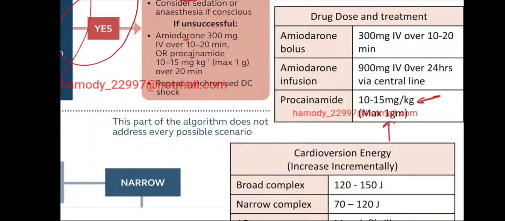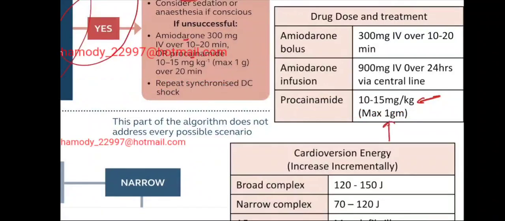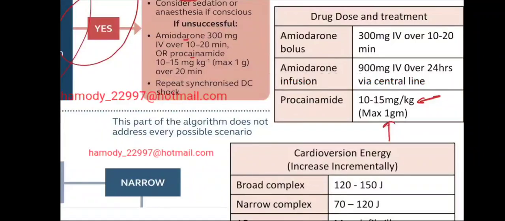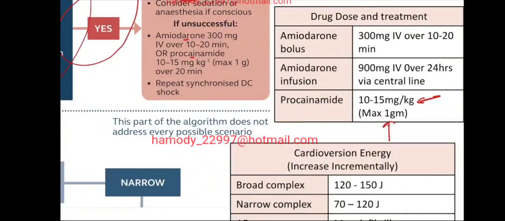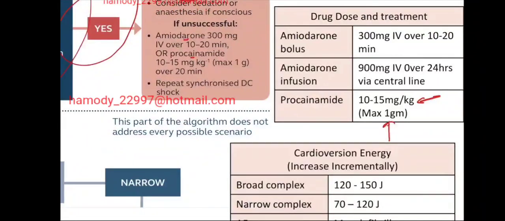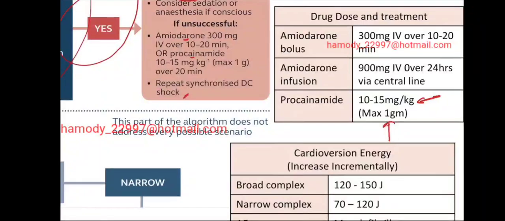Max, you can go till 1 gram. Do not go beyond 1 gram. Once you are given a bolus of either amiodarone or procainamide, not that one is superior over the other, you can choose any one of these. Once you have given it, the second step will be to give the synchronized shock.